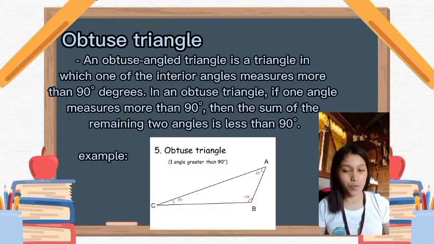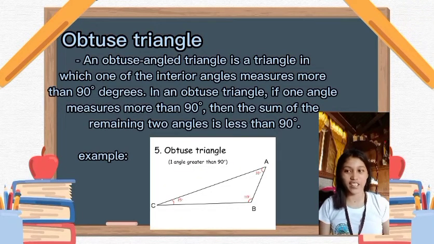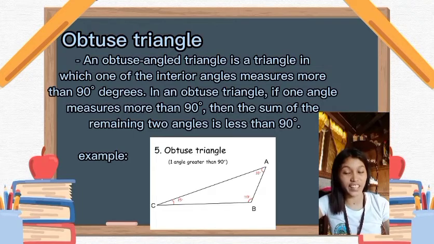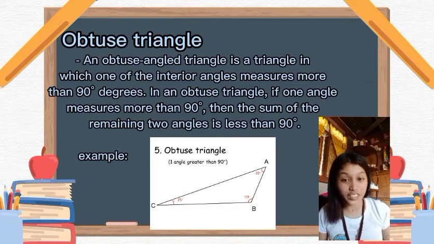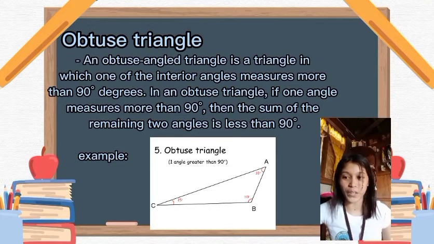The last one is the obtuse triangle. An obtuse triangle is an obtuse angled triangle. It's a triangle in which one of the interior angles measures more than 90 degrees. In an obtuse triangle, if one angle measures more than 90 degrees, then the sum of the remaining two angles is less than 90 degrees. For example, angle A is 35 degrees, angle B is 110 degrees, and angle C is 25 degrees.